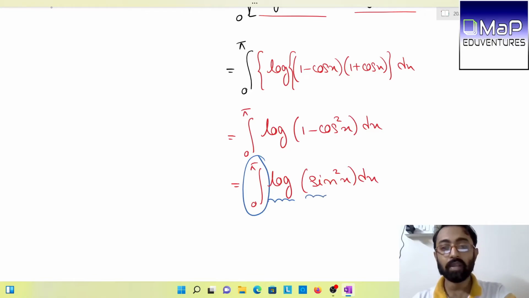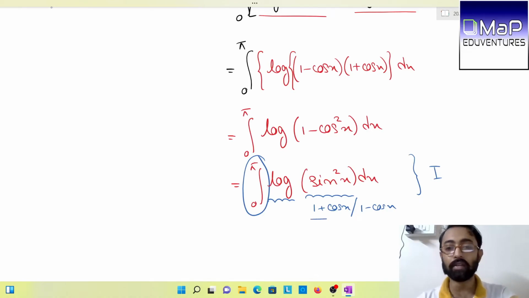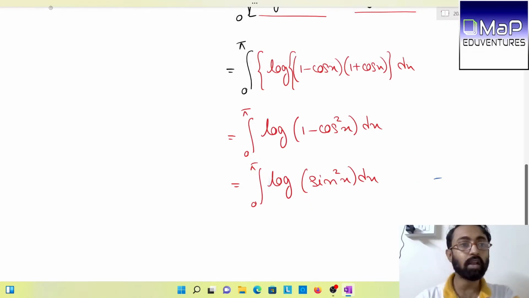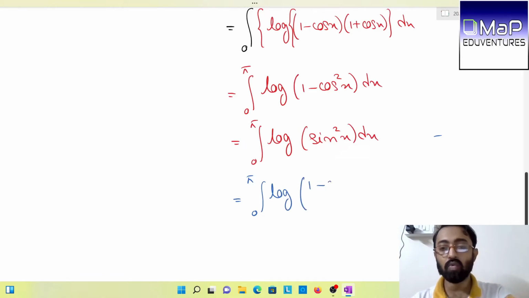But here if I can bring either 1 plus cos x or 1 minus cos x, then the whole integration will be I. So our main objective is to convert into 1 plus cos or 1 minus cos. Okay, now how to do that? So let us do one thing. 0 to pi log of, I can write here 1 minus cos twice x by 2.